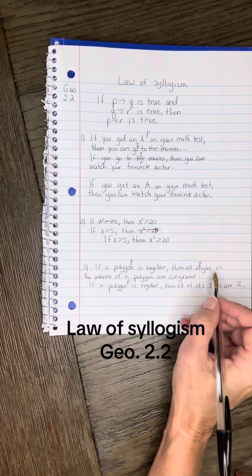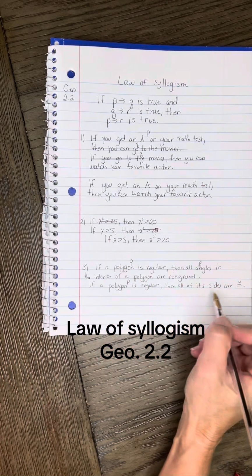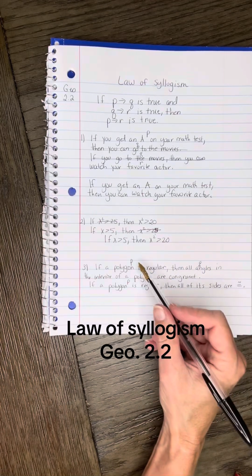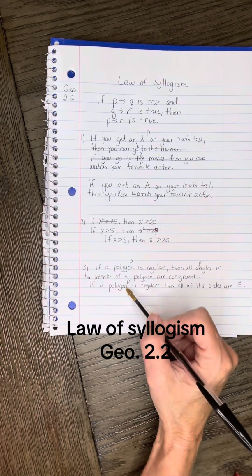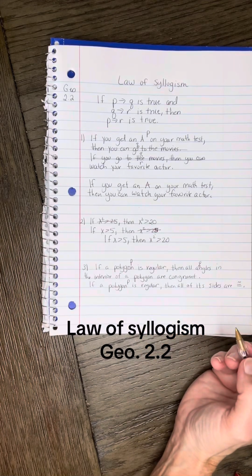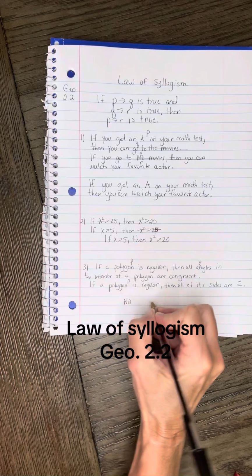So let's see. This one doesn't work because it's like they restated this hypothesis twice. Neither statement's conclusion is the same as the other statement's hypothesis. So we can't make any kind of conclusion from this. So no conclusion.